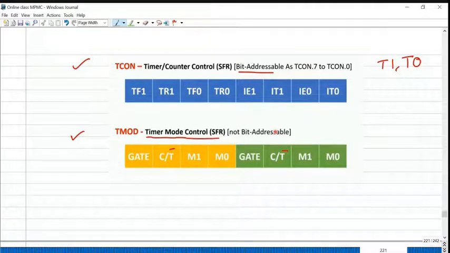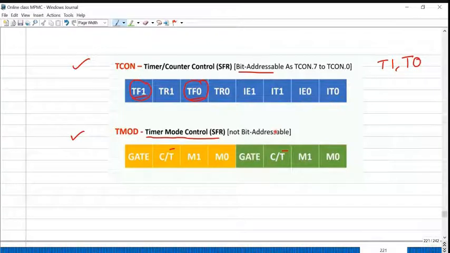So here TF1 and TF0 represent the timer overflow flags. Whenever timer 1 overflows, the timer 1 overflow flag will be set. TF0 represents the timer 0 overflow flag. As I already told you, whenever the timer reaches the maximum count, the overflow will occur, so it will generate the interrupt. At that time this timer flag will be set. This is for timer 0, this is for timer 1.